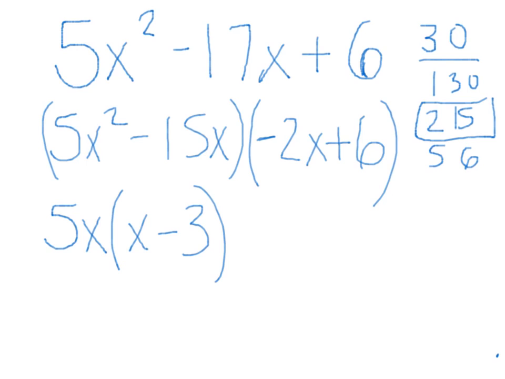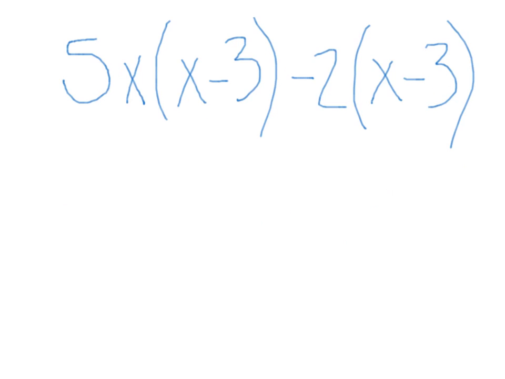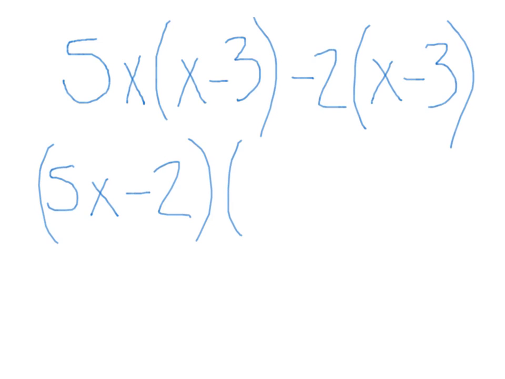So then we're going to do the same thing with the next parentheses, and we're going to pull out a negative 2, which still leaves us with x minus 3. And that will give us negative 2x plus 6. So now you can see that we've isolated the same factor in the parentheses. So then we can write it as 5x minus 2 and x minus 3.